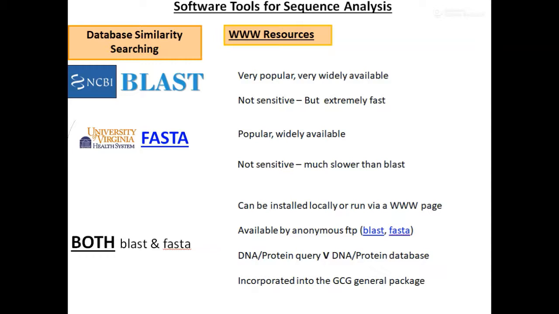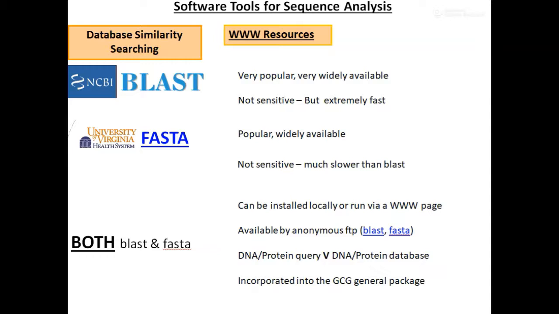The most common software that we use for sequence analysis is database similarity searching. Among that, you have different versions. BLAST is the most common one. It is very popular, and you can see that you have done it. Then we also have FASTA, which is another one. You can have some tools which do both BLAST as well as FASTA.